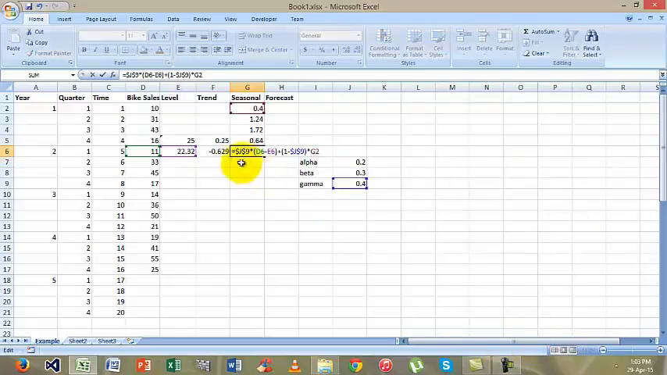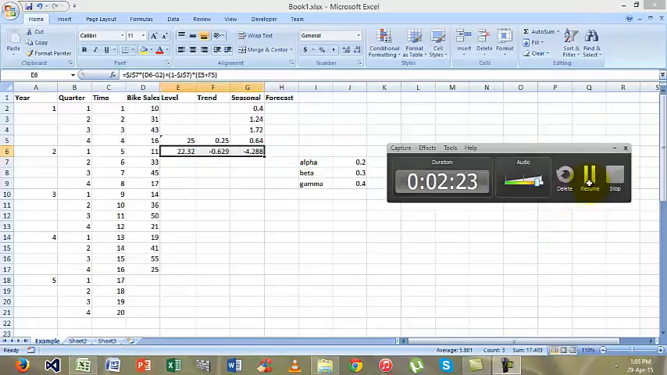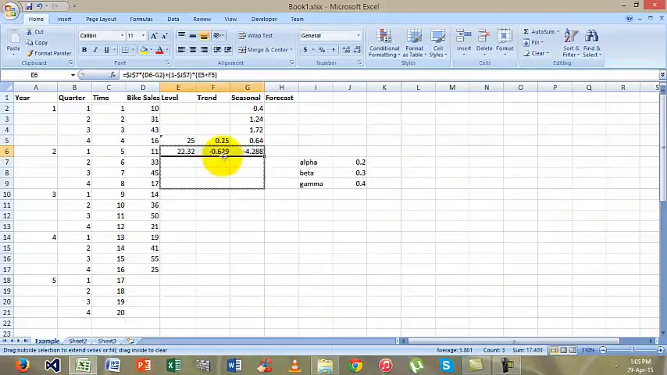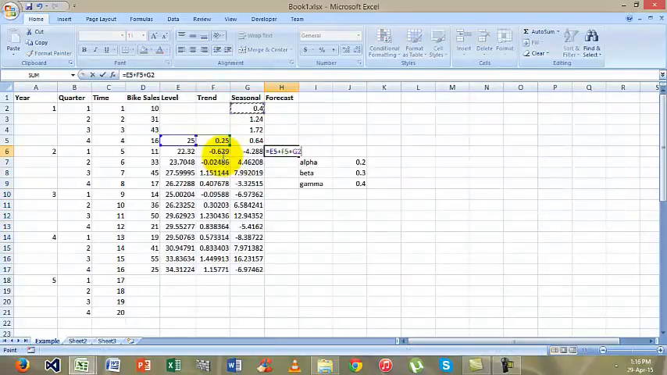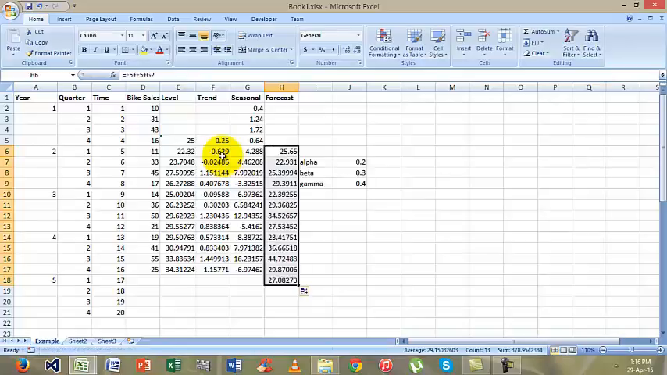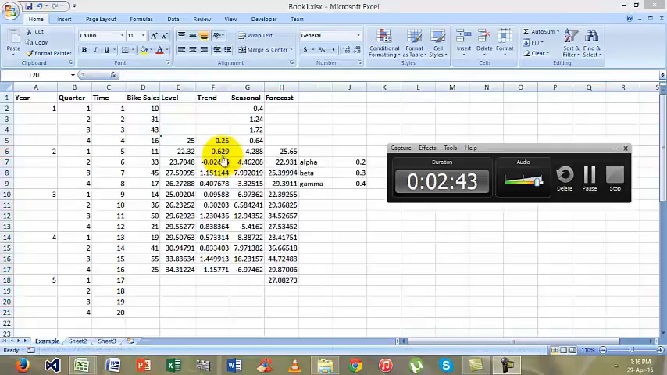Our seasonal data will be gamma multiplied by actual series minus current level, plus 1 minus gamma multiplied by seasonal data in time 1. Then we drag the data up to time 16. The forecast will be our previous level plus our previous trend plus seasonal data in time 1. Then we drag the data up to time 17.